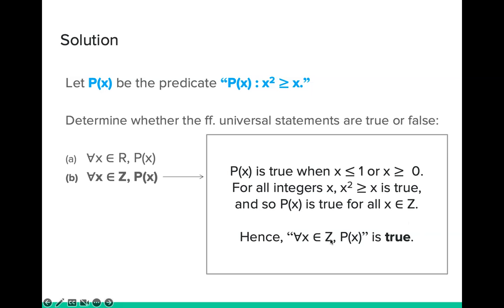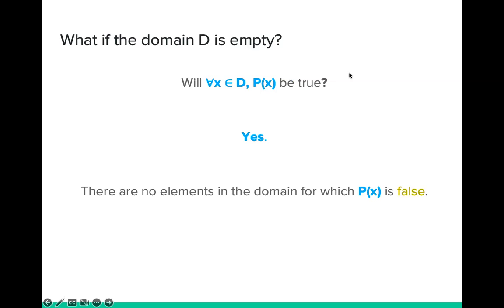So we can say that this universal quantification for all x in the set of integers, P of x, is true. Now, what if the domain is empty? Will this quantification for all x in D, P of x, be true? Still, yes. There are no elements in the domain for which P of x is false.